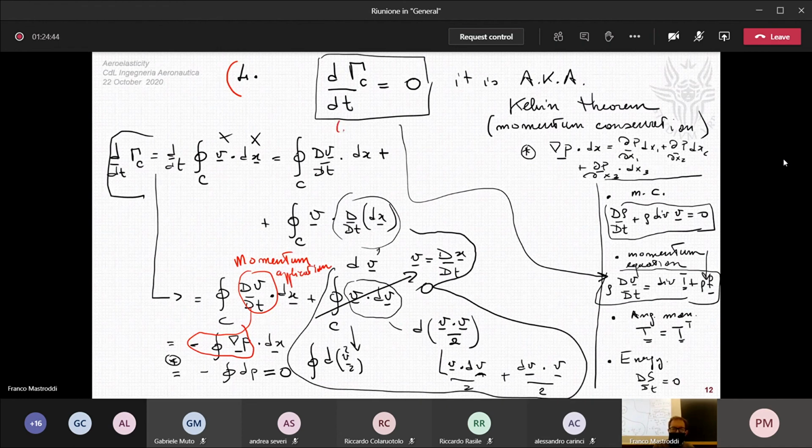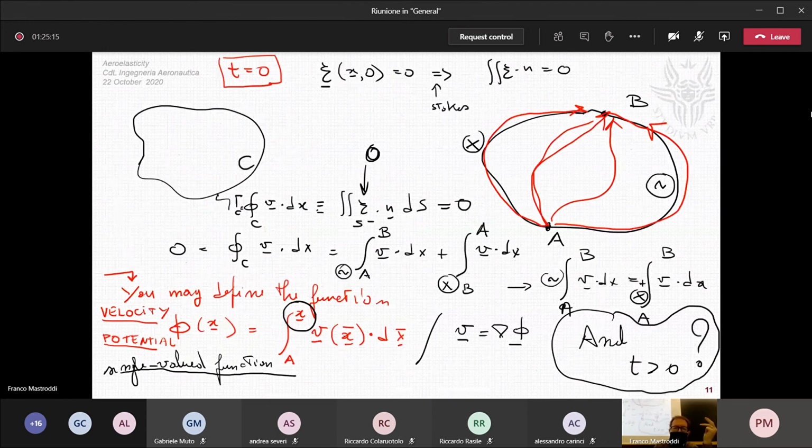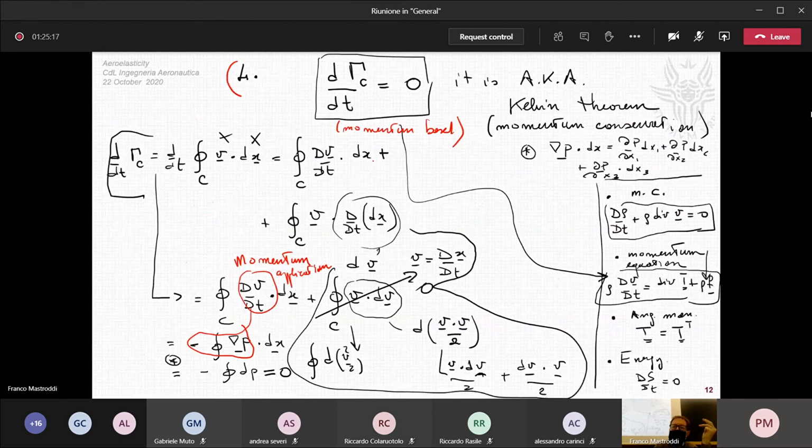This is momentum based. Okay? So we have 1, 2, 3, and 4. 1, the definition of circulation, 2, Stokes theorem, 3, we are supposing that the vorticity is 0 at initial time, and 4, we have to consider the Kelvin theorem on a circulation.